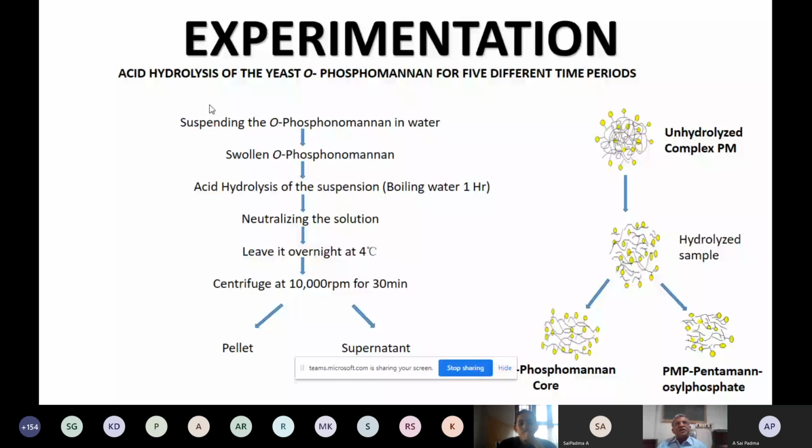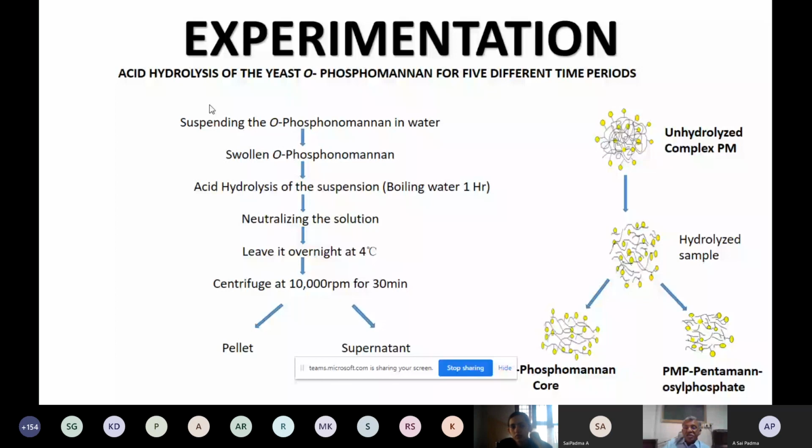A yeast secretes a phosphomannan called orthophosphomannan, which is a highly branched polysaccharide with several mannose-6-phosphate residues. This yeast phosphomannan is hydrolyzed by acid, and then the acid hydrolysate is neutralized and ethanol precipitated to generate two components. One is called the phosphomannan core, which is a large molecular weight complex polysaccharide, and the second component is called the pentamannosyl phosphate, which is a small molecular weight oligosaccharide.